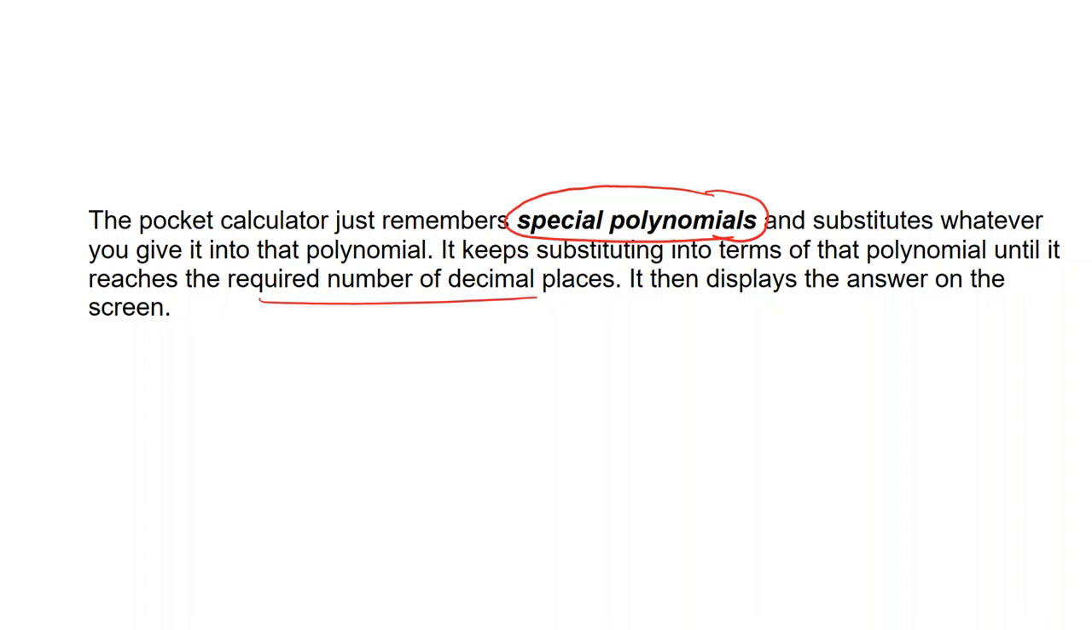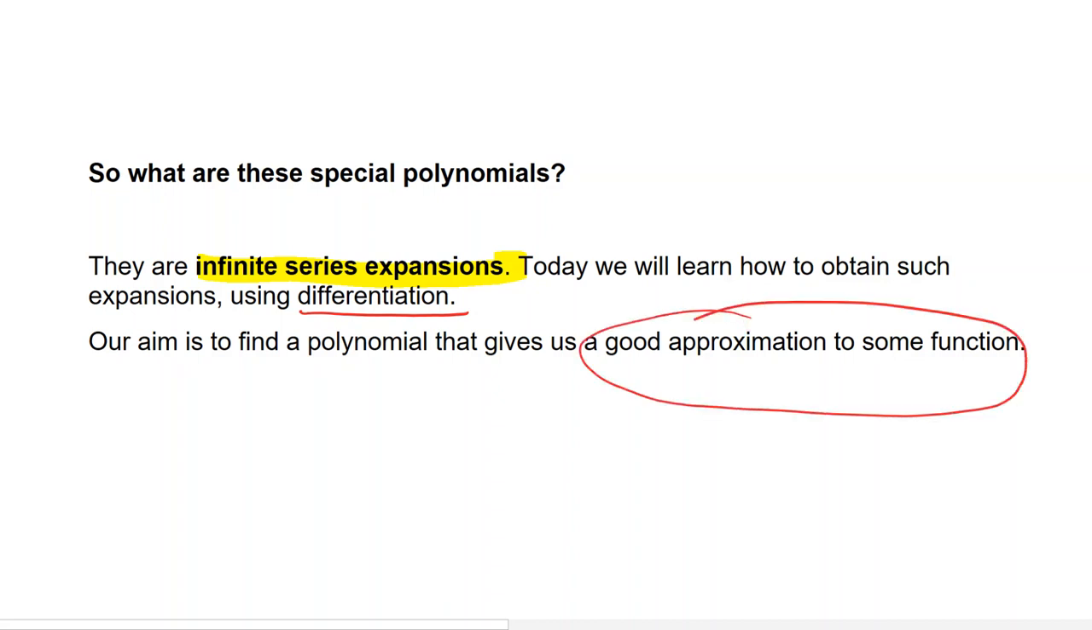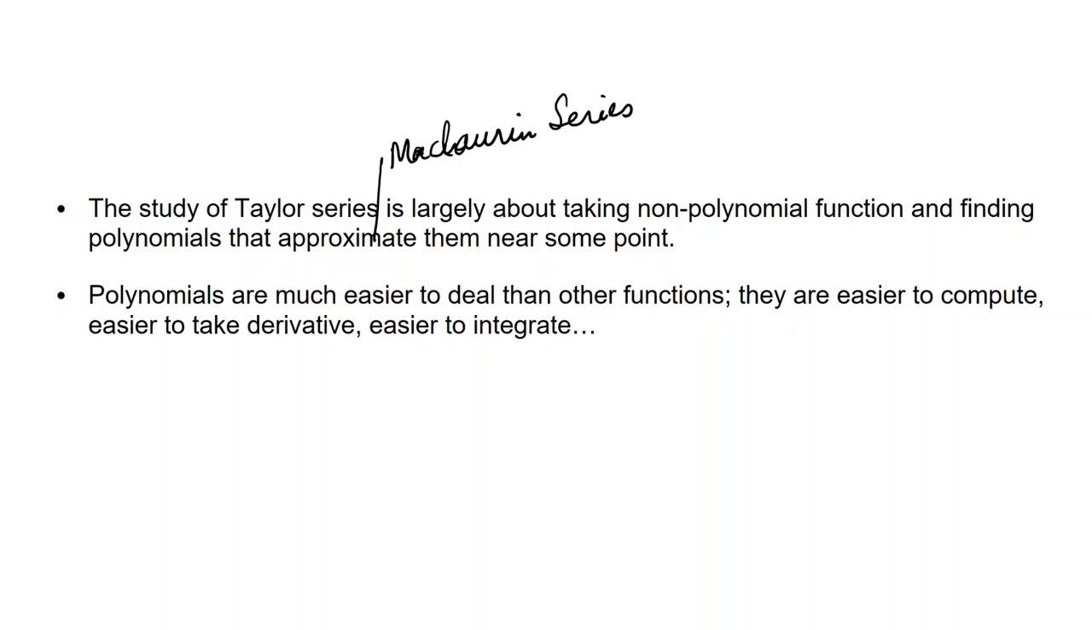So now the question arises, what are these special polynomials? Which special polynomials does a calculator remember? So these are infinite series expansions, and today we will learn how to obtain such expansions using differentiation. So our aim is to find a polynomial that gives us a good approximation to some function like sine x, cosine x, ln x, etc. First we're going to start with the polynomials which are based on differentiation. So those are the Taylor series and Maclaurin series.